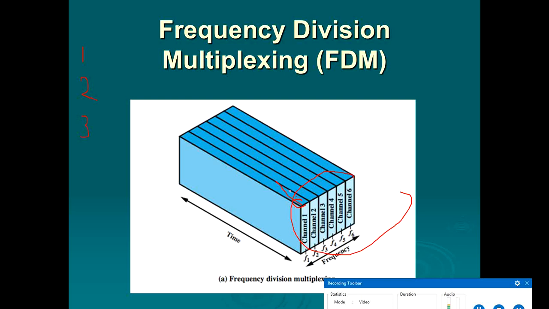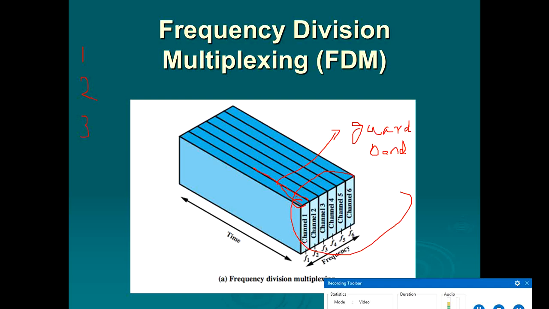And to prevent interference, the channels are separated by guard bands, which are unused portions of the spectrum. If you see over here, between each channel there is a dark black line. What is the purpose of this dark black line? This dark black line separates channel 1 and channel 2 from interfering with each other. This dark black line between the two channels is called the guard band. Now the purpose of this guard band is to prevent the interference of the frequencies of two adjacent channels.